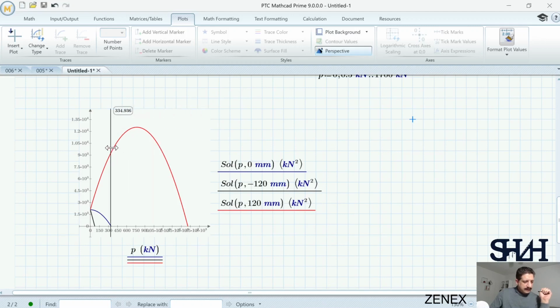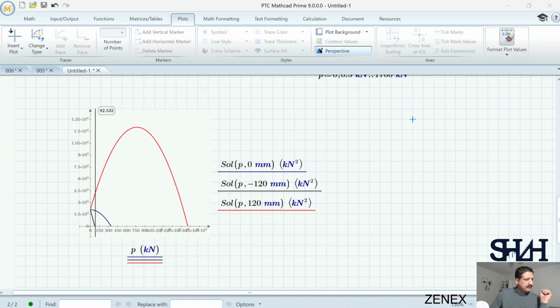Here we can see that the load is 330 or 350 kilonewton when it is in the center, and it's 82 kilonewton when it's on the destabilizing side or on the top of the flange.